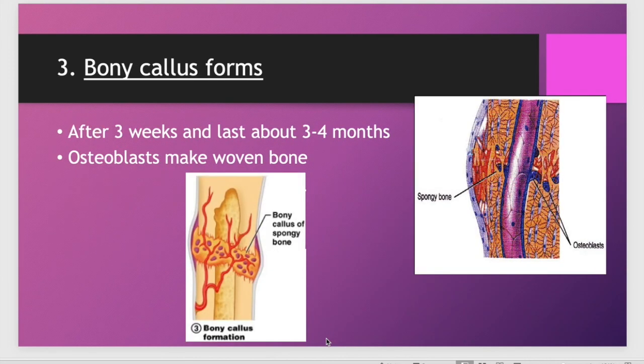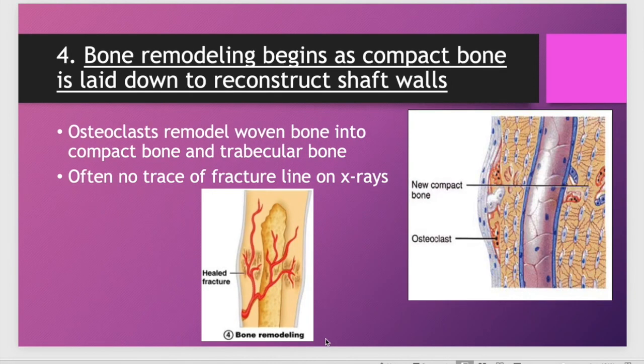After about 3 weeks, and it lasts for about 3 to 4 months, you're going to have a bony callus that forms. And the osteoblasts, remember our bone building cells, are going to make woven bone in that area. And then the next thing that happens is that bone remodeling will begin. And that's the process we talked about in our last lesson.